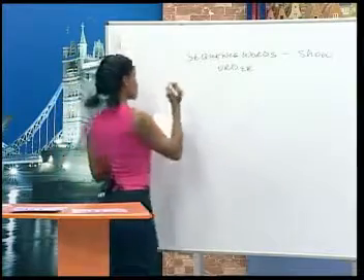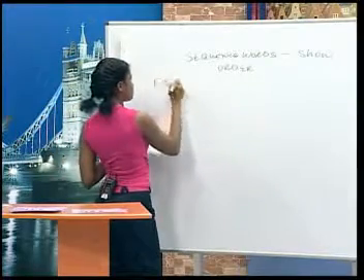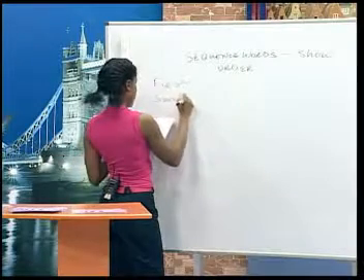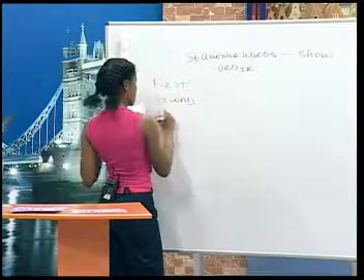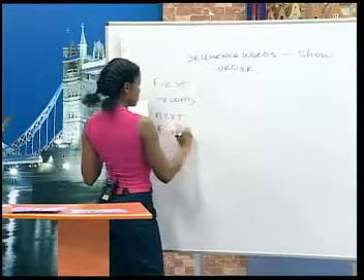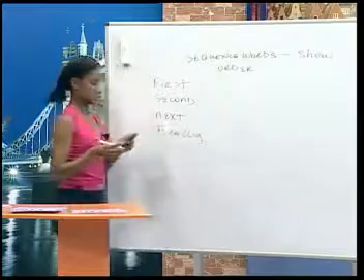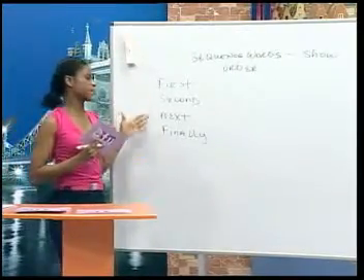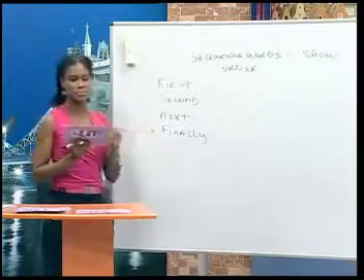Some examples of sequence words are first, so of course something happened first. Second, next, finally. Okay, so first, second, next, finally.